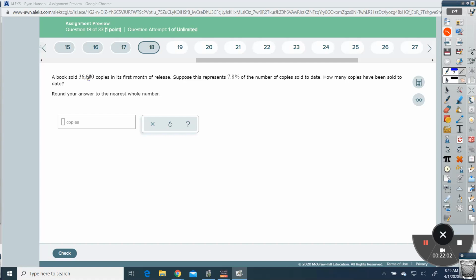So on this one it says a book sold 36,000 copies in its first month of release. Suppose this represents 7.8% of the number of copies sold to date. How many copies have been sold to date? So 36,000 is 7.8%. So again, some people like to write it like this. So 7.8 is to 100 as 36,600 is to x.